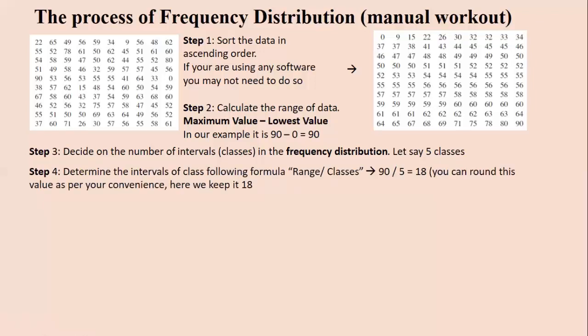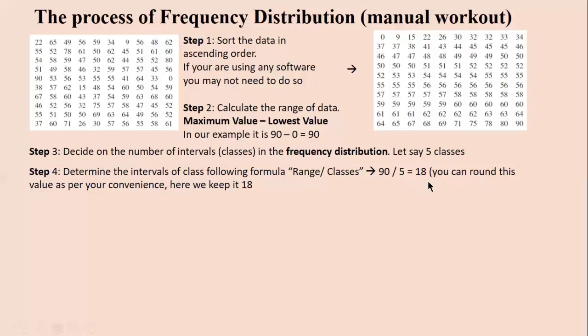So the next step is to determine the interval of the class, because each class would have some interval, some kind of a range. For that class interval there is a formula: the range we have calculated above, which is 90, should be divided by the number of classes you have determined. So the range is 90 and the classes we have determined are 5. So range divided by classes, 90 divided by 5, is equal to 18.